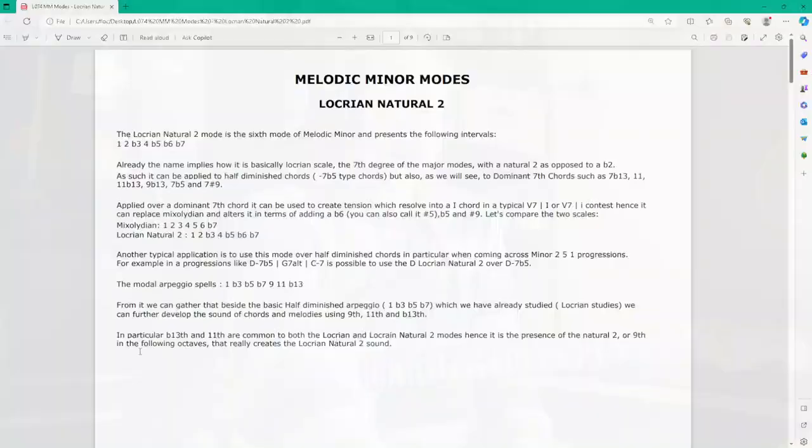And before we conclude the lesson, let's have a look at the end of the PDF, and of course some chord studies which you'll find in there. In particular, flat 13 and 11 are common to both Locrian and Locrian natural 2, and it's the presence of the natural 2 or 9 in the following octaves that creates the Locrian natural 2 sound.